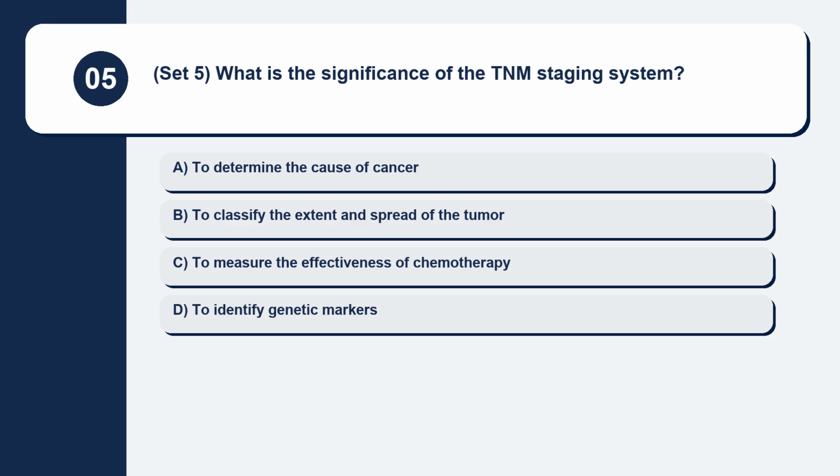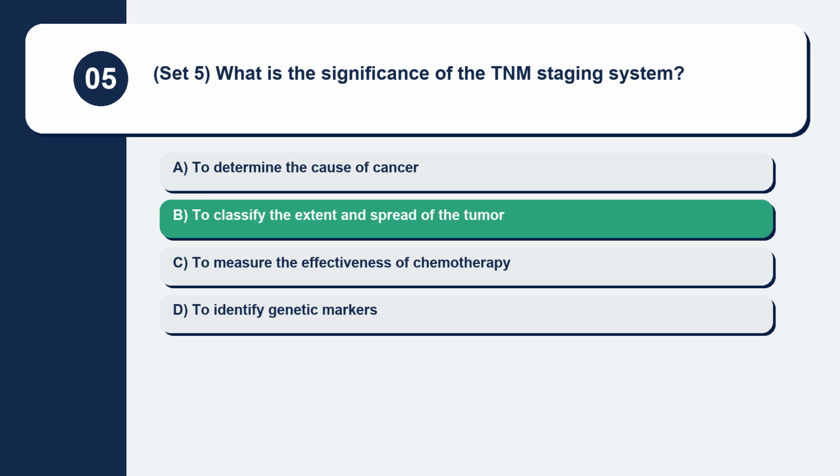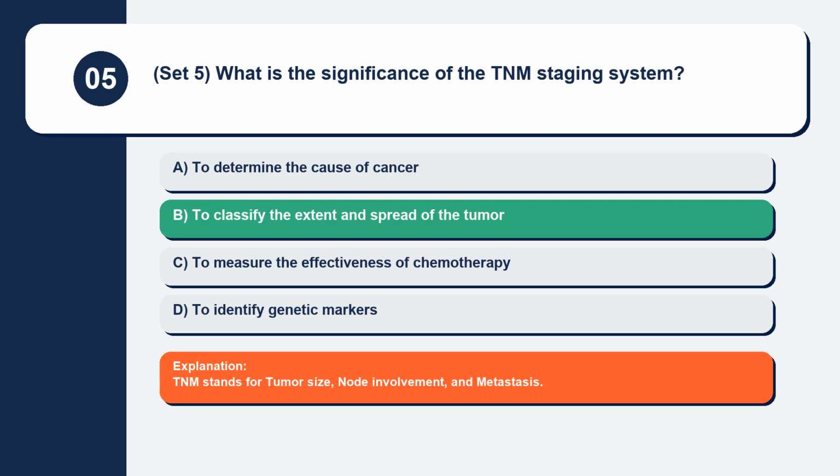Question 5. Set 5. What is the significance of the TNM staging system? To determine the cause of cancer, to classify the extent and spread of the tumor, to measure the effectiveness of chemotherapy, to identify genetic markers. TNM stands for tumor size, node involvement, and metastasis.